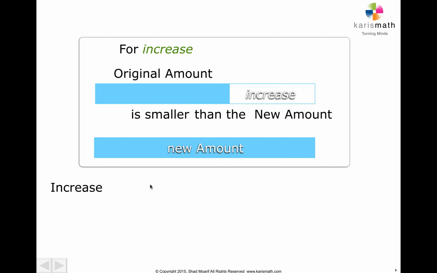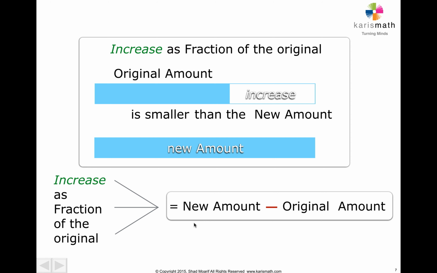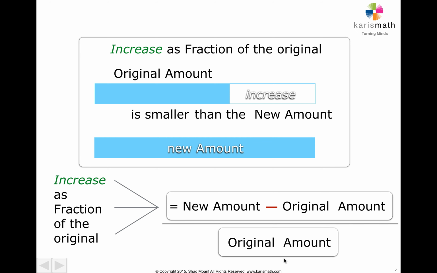So if you want to see the increase, or sometimes you talk about it as a change, or some people talk about it as a difference, they're all the same. If you take the increase or the change or the difference, it's basically the new amount, which is the larger amount, minus the smaller amount, which is the original amount. And over that, if we want to take a fraction of this, what fraction is this? Of the original, well, we'd write it as increase as a fraction of the original, then it's over the original amount. That's what it's about.